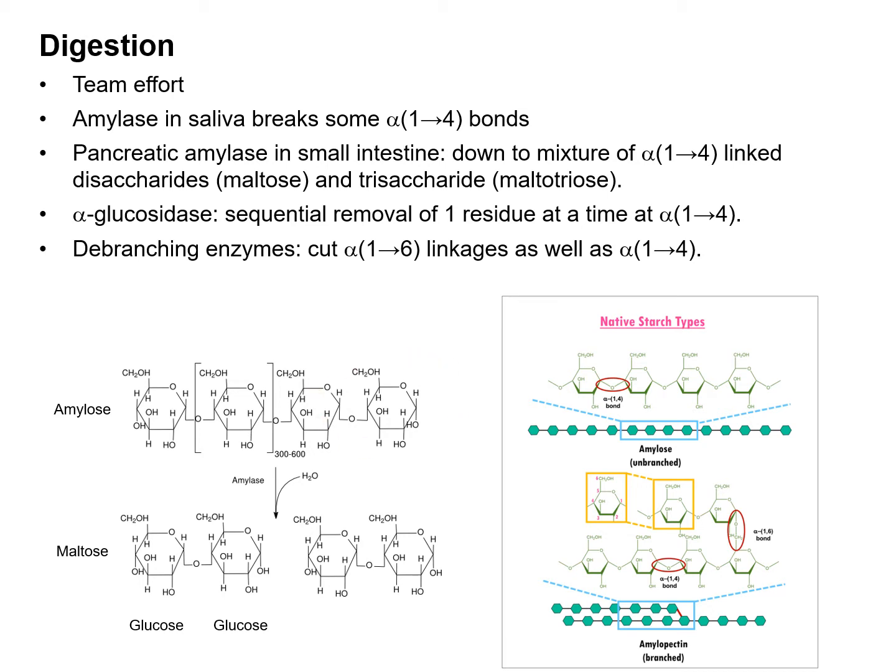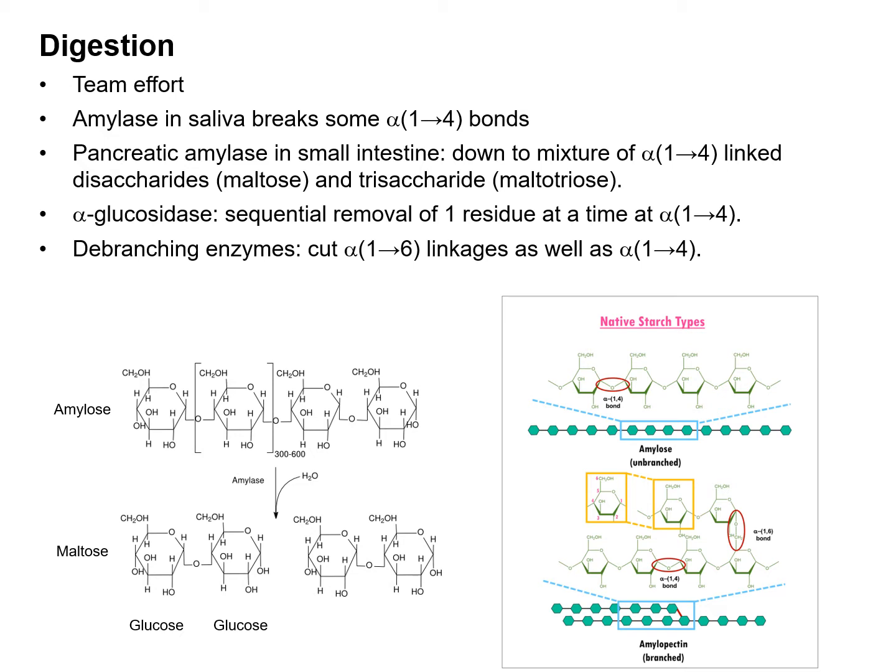After that, the pancreatic amylase, which is secreted in the small intestine, breaks them down to a mixture of alpha 1,4 linked disaccharides, which are the maltoses. They consist of 2 glucose, as well as a trisaccharide, which is maltotriose, and basically contains 3 glucose as its monomers.